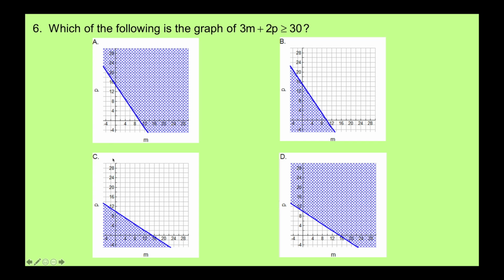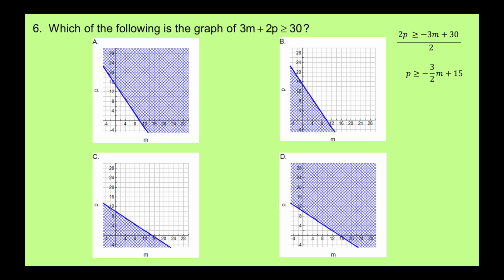So when I solve for P here, I end up getting 2P. I subtract the 3M over, giving me 2P is greater than or equal to negative 3M plus 30. I'll divide the whole thing through by 2. That gives me P is greater than or equal to negative 3/2 M plus 15.